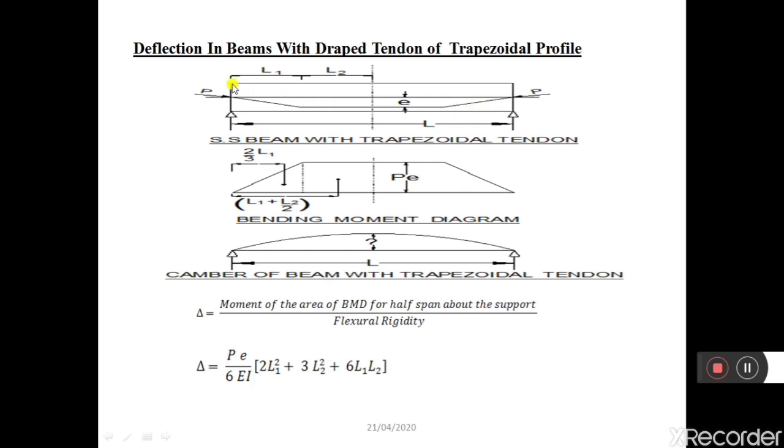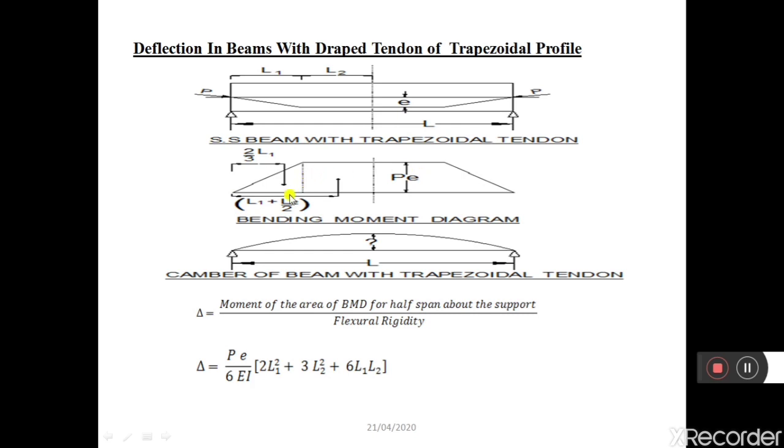Let us consider the length of this bent cable, from here to here, as L1, and from this bent portion to the center of the beam as L2. So from here to here it is L1, and the remaining length up to the center is L2. If I draw the bending moment diagram for this condition, I will get a BMD like this. So this is the bending moment diagram for this condition.